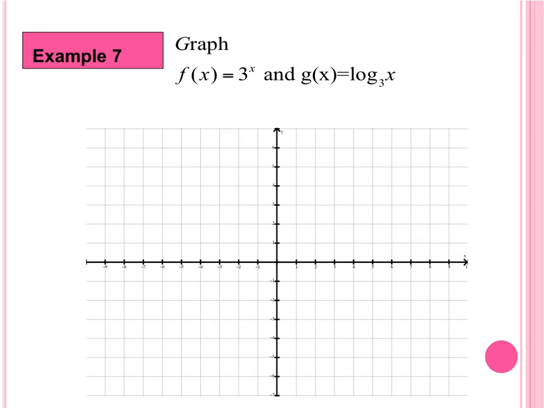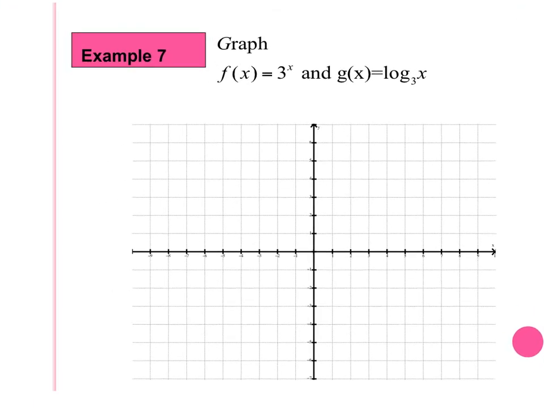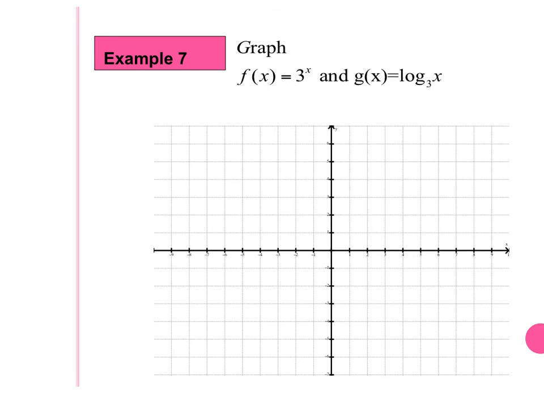So example 7, graph the function f of x is equal to 3 to the power of x and g of x is equal to log base 3 of x. So to graph, we want to plug in numbers. First we can plug in 1. So when we have 3 to the power of 1, that is 3. So when our x is 1, our y is 3. So you go to the right one, up 3. Put a point there.